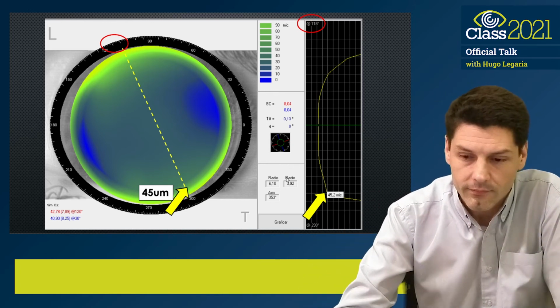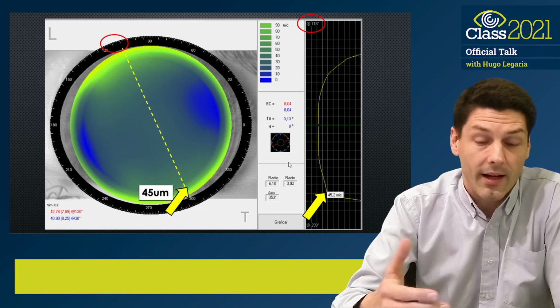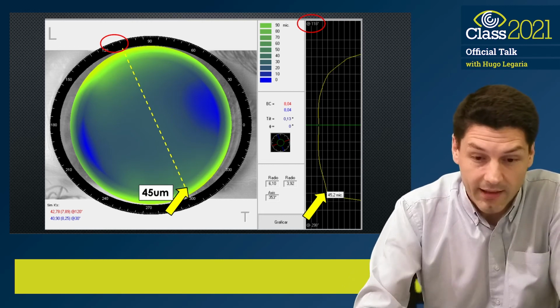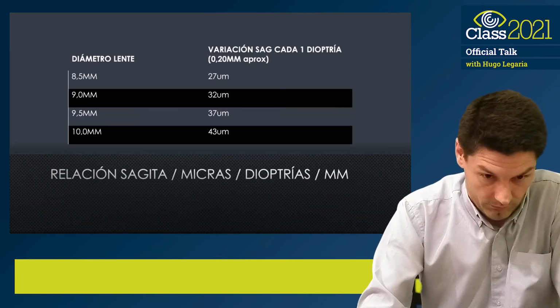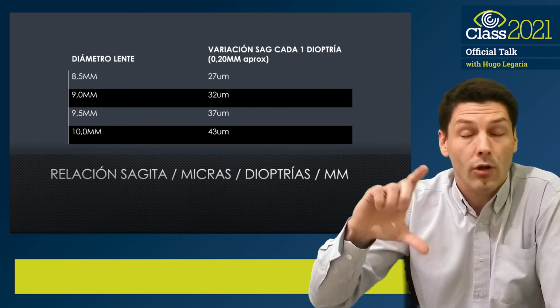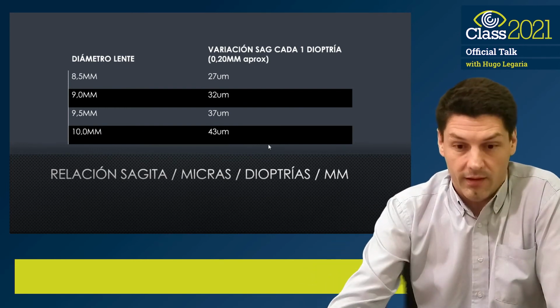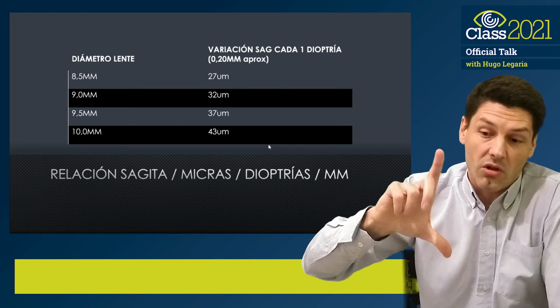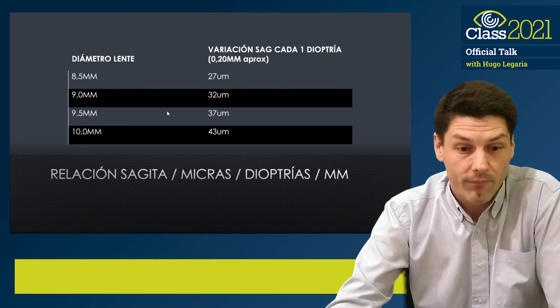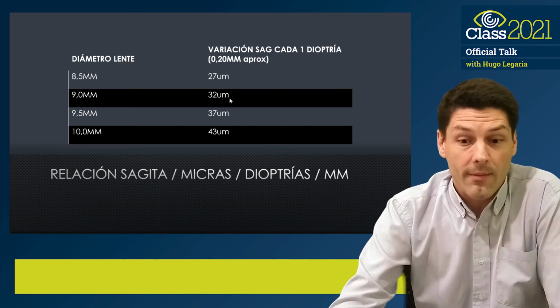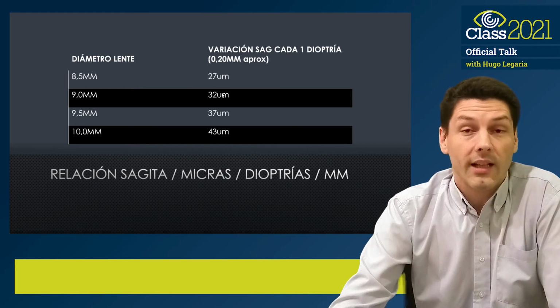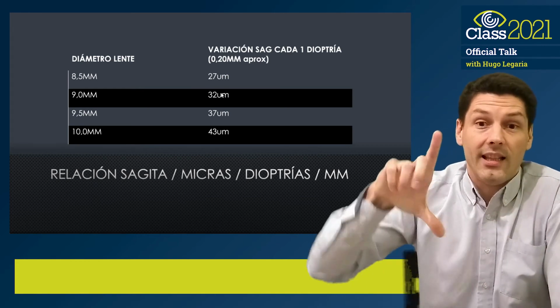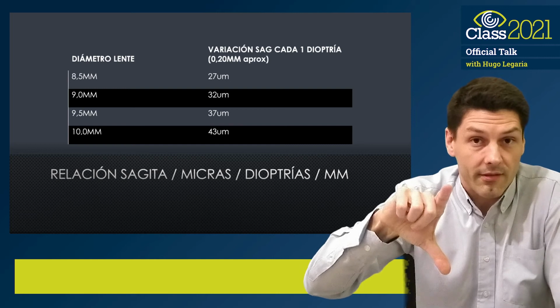That is, as I mentioned before, looking at the table, if in the 8mm zone it had 45 microns and I want to lower it to approximately, let's say, 30 microns, for a 9mm lens, it will be enough to adjust one diopter, and the lens will close 32 microns.